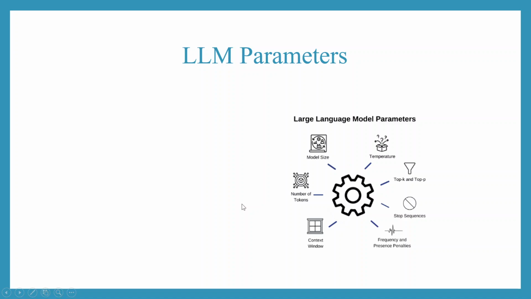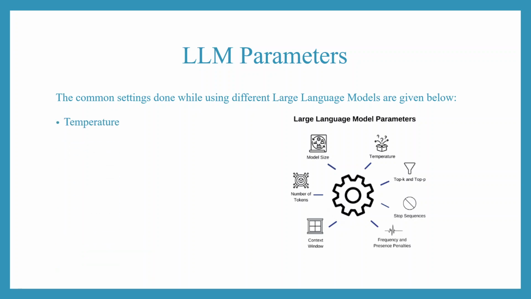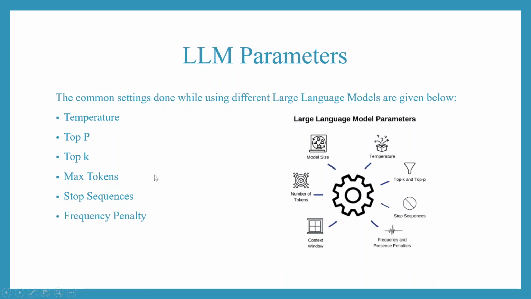Now, what are the parameters of a large language model? We'll start with the first one: temperature, top P, top K, maximum tokens, stop sequences, frequency penalty.